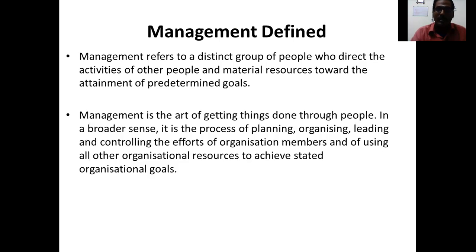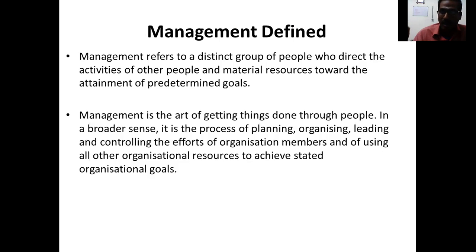predetermined goals. By supervising and directing them, managers are able to get the desired objectives done, or achieve the predetermined goals, because the organization has goals. So through management action, the managers are able to get things done with other people and achieve the organizational goals. So that is the definition.